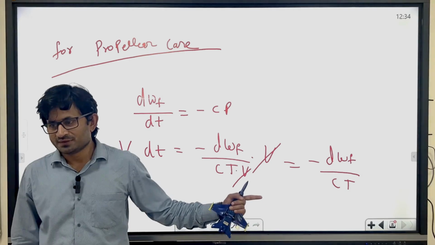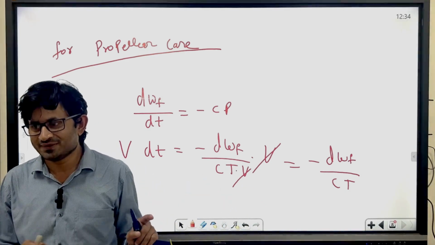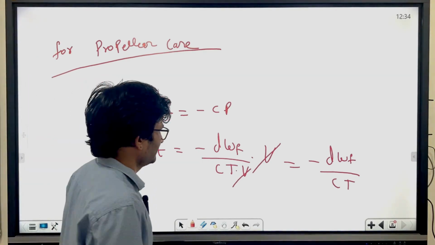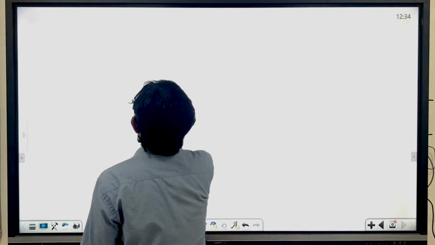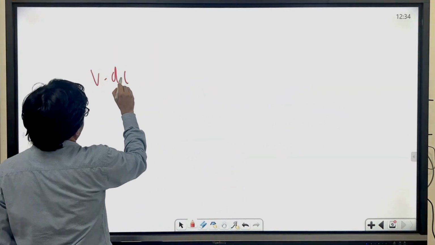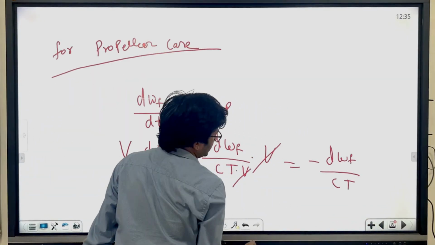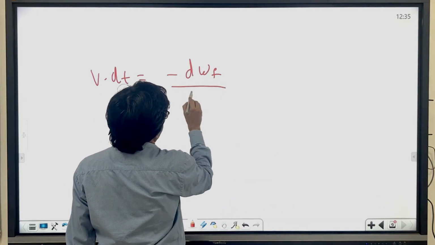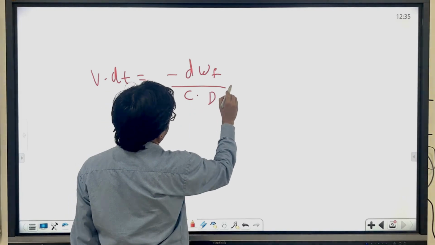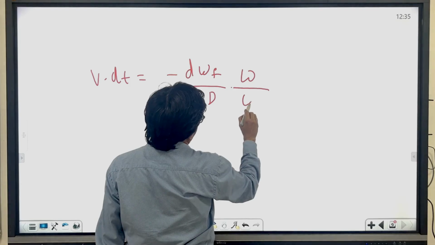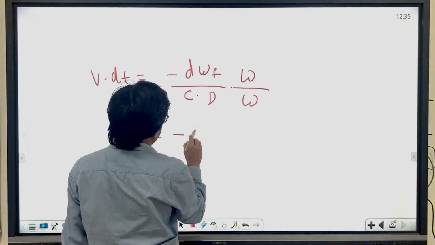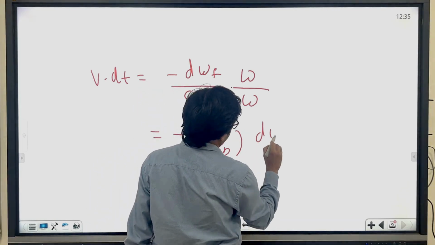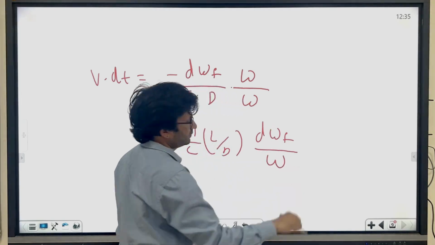Are you aware of this? A little bit similar type of things we have done previously. So directly you can write the expression, but anyhow we will derive the same. So V into dt is what? V into dt is minus dWf by (C into T). I will put D, and here I will divide by W and multiply by W, and this I will call L, and this I can write as L by D, and then dWf divided by W. Simple.